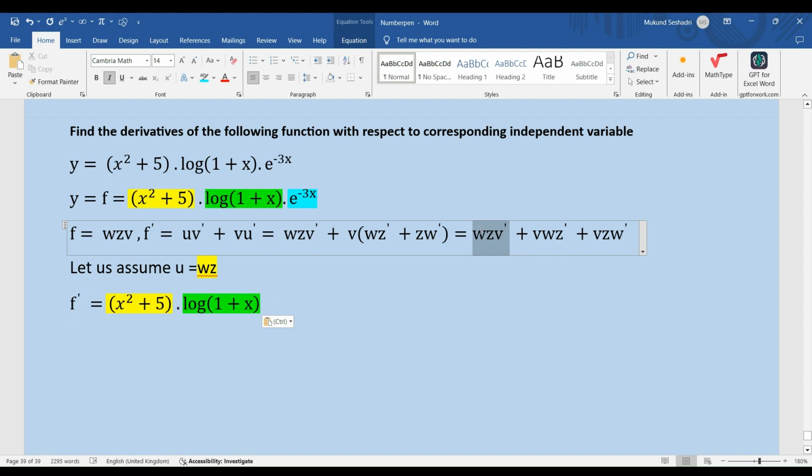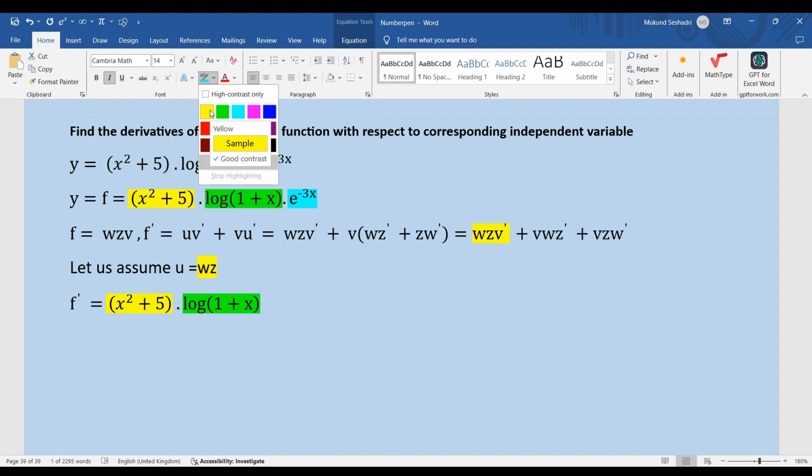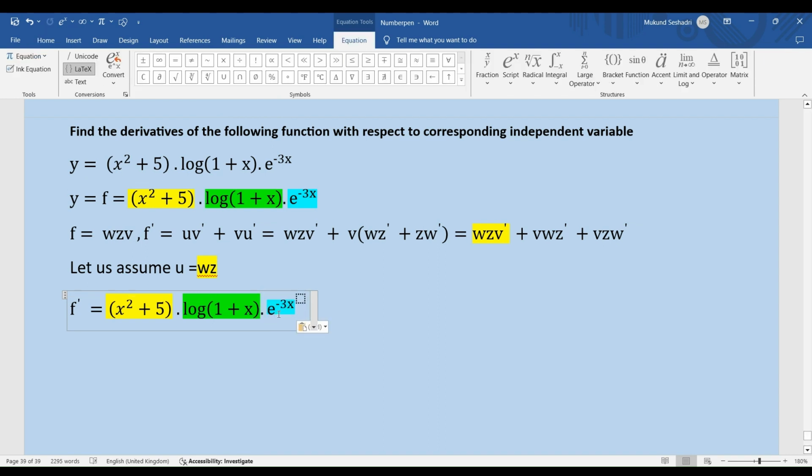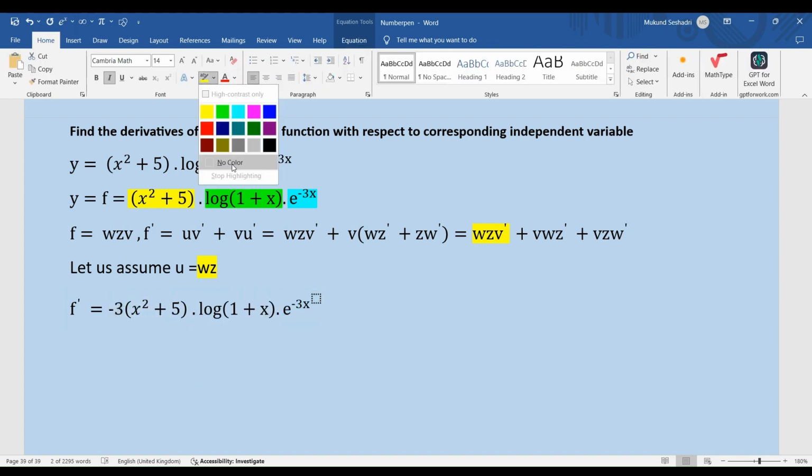I'm looking at this particular expression, right? Which is my, again, let me highlight it in yellow, so we are at w z v dashed. So I do a product of my first two functions, and then I differentiate my third function, which is e to the power minus 3x. And when I apply the chain rule, I will have to differentiate my minus 3x. So my dy dx of minus 3x is nothing but minus 3, right? So this is my first expression. Let me remove the color out here, right? So this is my first expression.